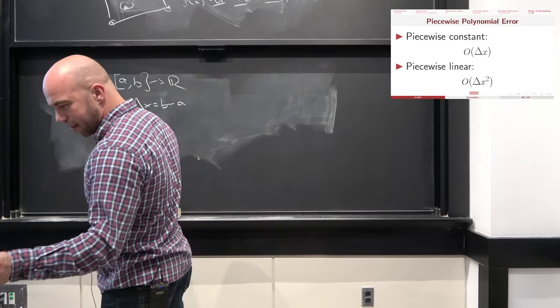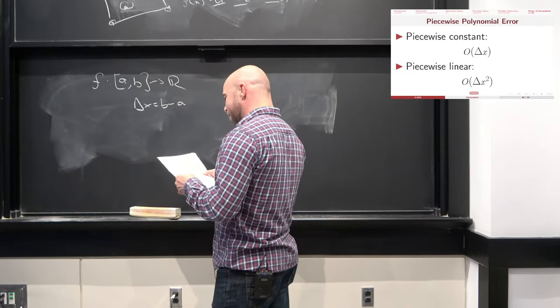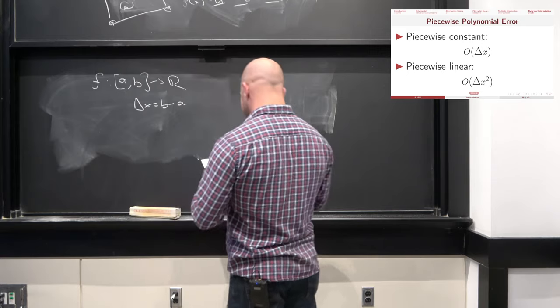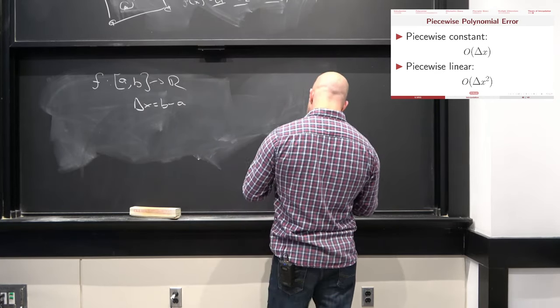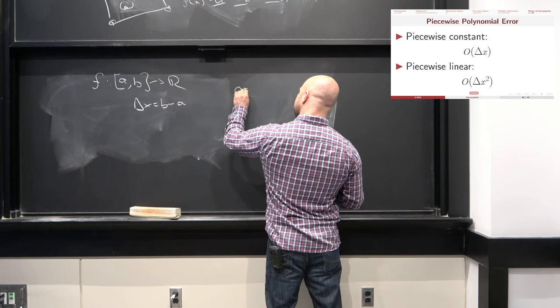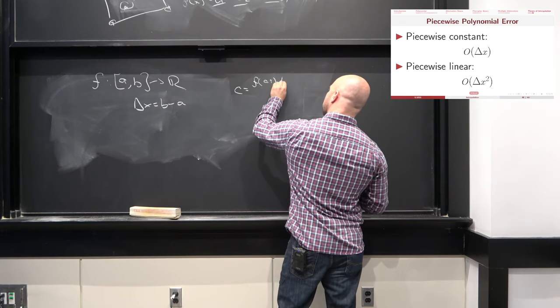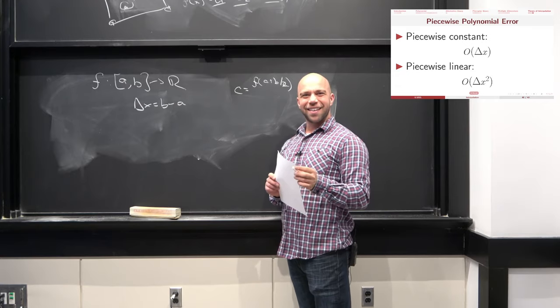And it turns out this is an easy enough thing to do. So for example, I think the easiest one is to approximate f with a constant, c, as follows. So in particular, maybe I take c to be equal to f of (a plus b) over 2. Seems like a reasonable approximation.